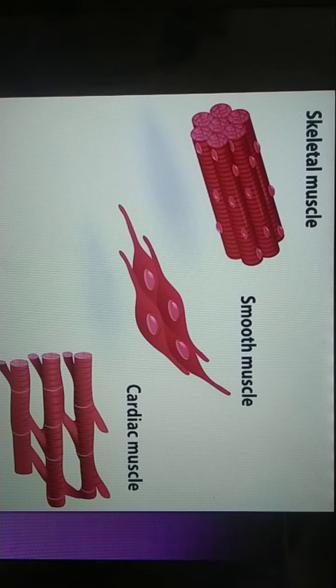Now we'll discuss another muscle which is present only in the heart, and due to its location it is called the cardiac muscle. If you go to a doctor, you hear of cardiac arrest and cardiac attack, so a heart attack is also known as a cardiac attack. Cardiology is the study of the heart, and a cardiologist is the specialist of the heart. So the cardiac muscle is the muscle present in the heart.